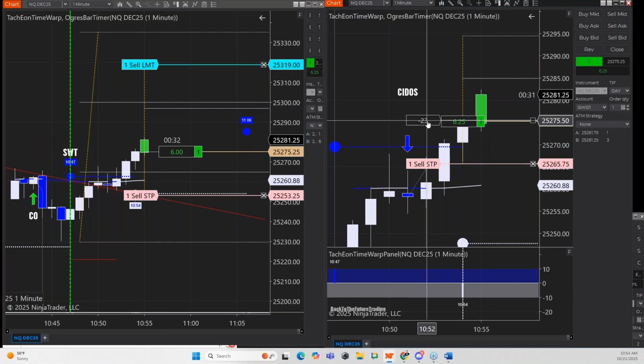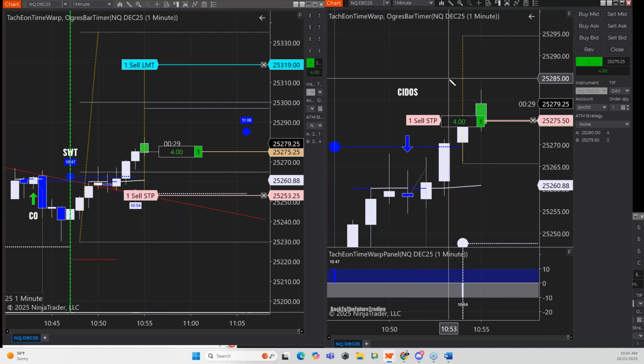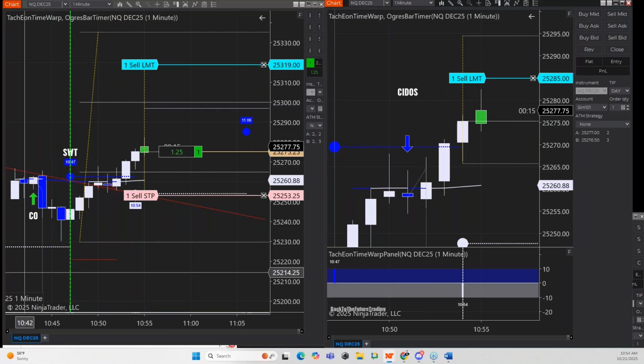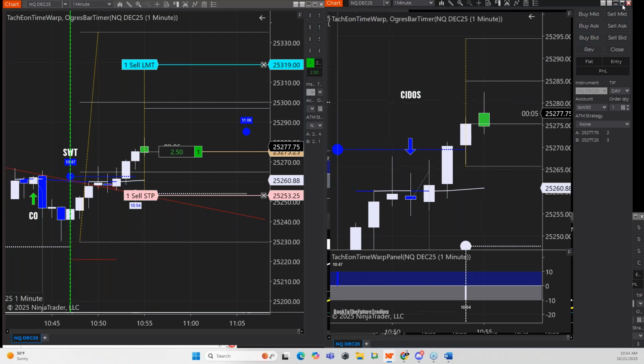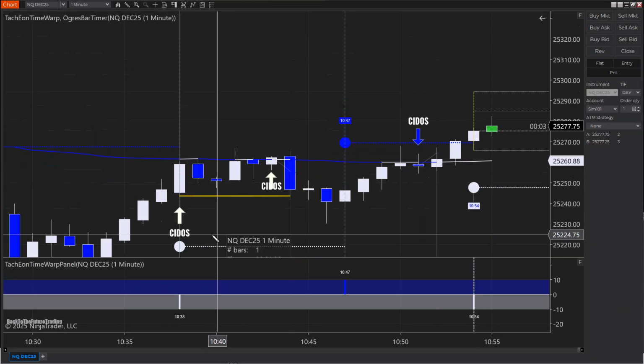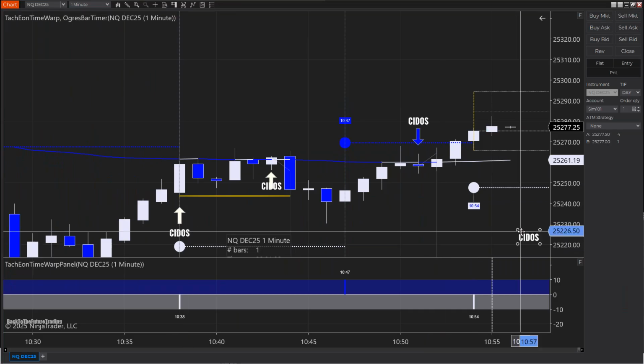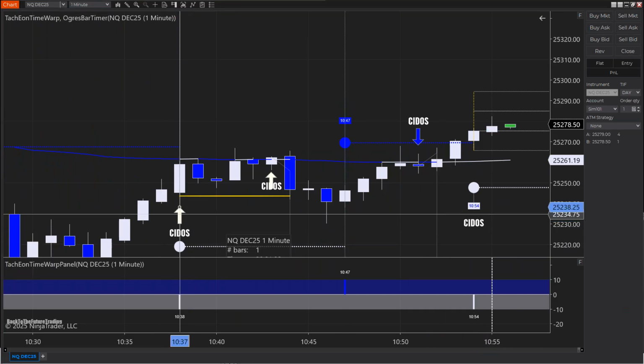Break even. Target at 100%. Break even taken out, chart on the right. Got a ways to go for the chart on the left. But we will, for the record, note the CDOS over here as we wrap up this morning.